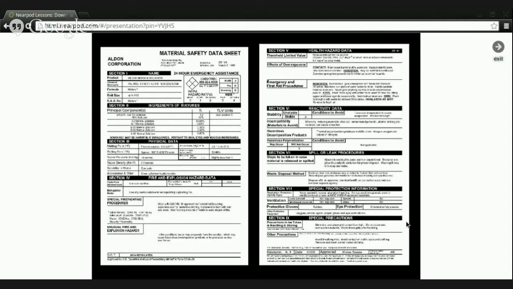And then there are others. If you see something that is yellow and black with rays coming up on it, does anyone know what that represents? Radioactive. So you have different symbols that will be represented that you will use in the special precaution area.